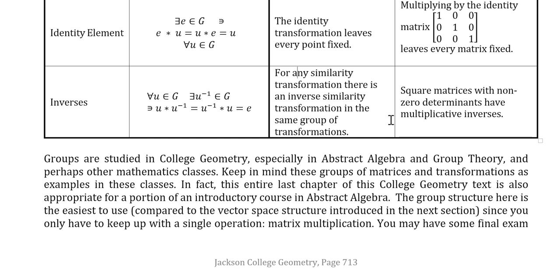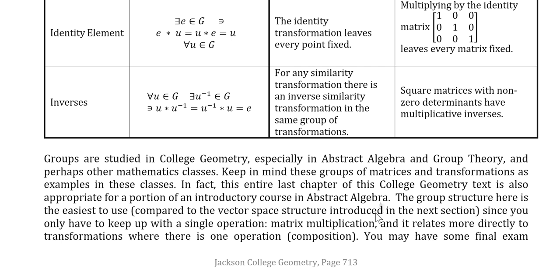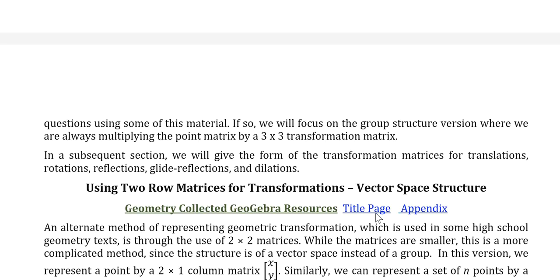And the group structure here is easiest to use compared to the vector space structure we're going to show you in the next video, because you only have to keep up with a single operation, matrix multiplication, and it relates more directly to transformations. If you're in my class, you may have some final exam questions over some of this material. If so, it will focus on the group structure version we're using here with 3 by 3 matrices.